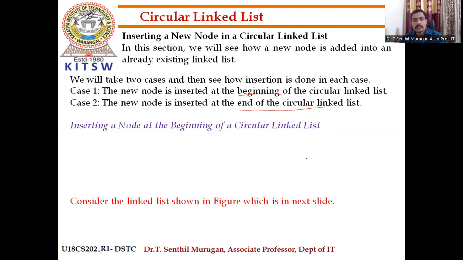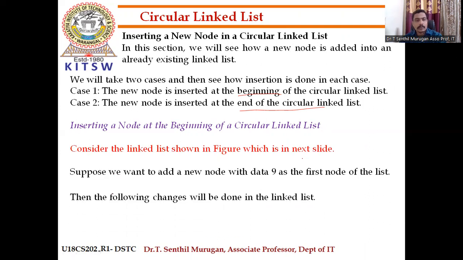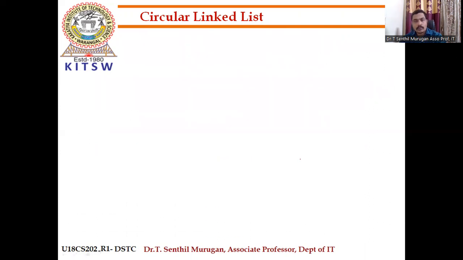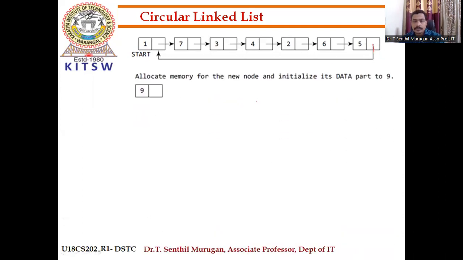That is what we are going to discuss now. In case of insertion at the beginning, what are we going to do? Suppose we want to add a new node to the list. You just see here, this is the linked list we have. The last node is connected to the first node. This is a circular linked list. We will take this example.